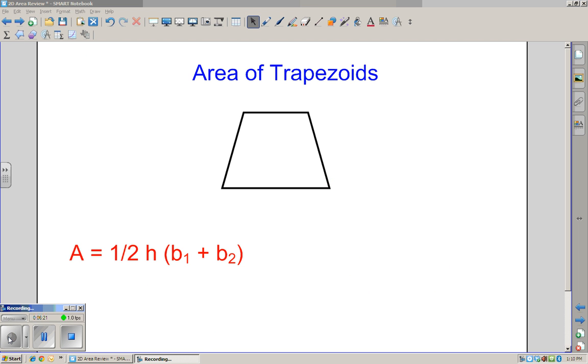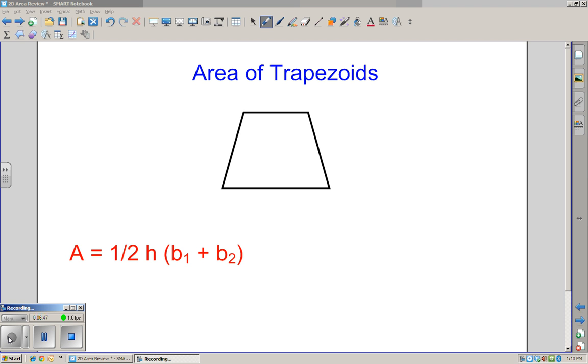Our next shape is the trapezoid. The trapezoid is one that it seems most students have the most difficult time with. So our equation, as you can see right here, is A equals 1/2 of the height, and then in parentheses, base 1 plus base 2. I know it's kind of an intimidating equation, but it's really not that bad. So I'll give you an example on the board.